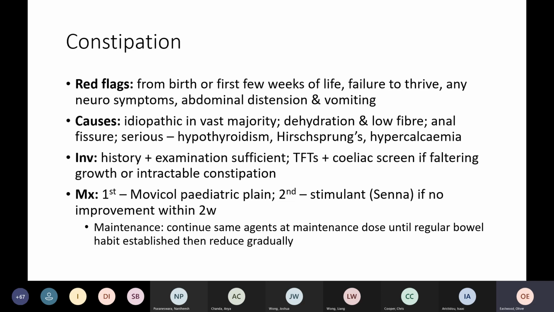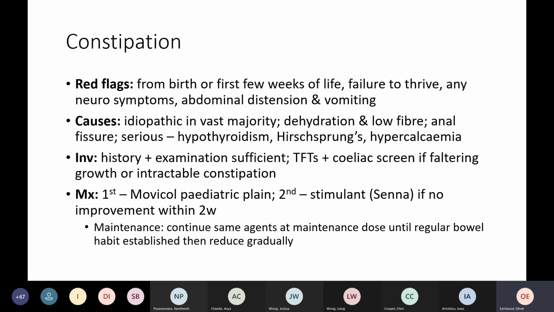You need to be able to get past the vast majority of idiopathic presentations to be able to check and look at what you think is more serious. So I'll just go through some of these red flags, and try to make them make sense. If it's occurring from birth or the first few weeks of life, then you're thinking it's more of a congenital issue with the bowel, so you're having alarm bells for Hirschsprung's.